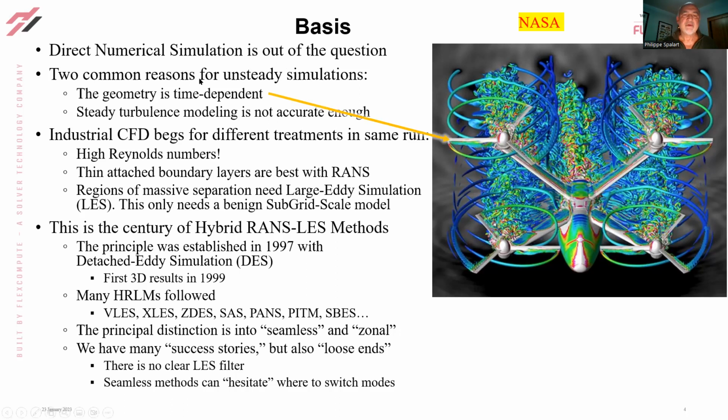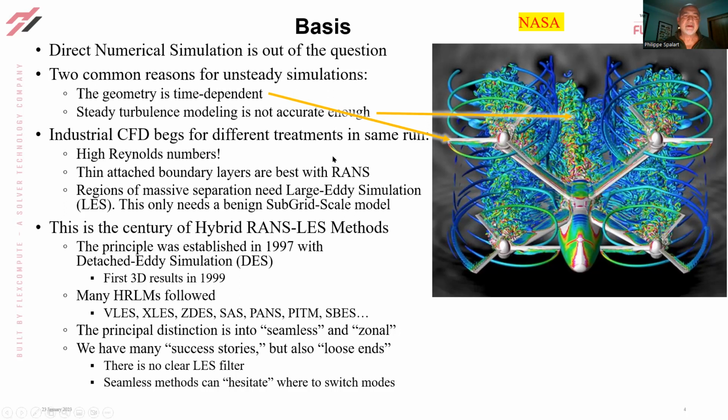So two common reasons for unsteady simulations are if the geometry is time dependent, like you can see the blade is moving. And the second one is if steady turbulence modeling is not accurate enough, like here in the wake of the body, and this NASA picture of an air taxi.